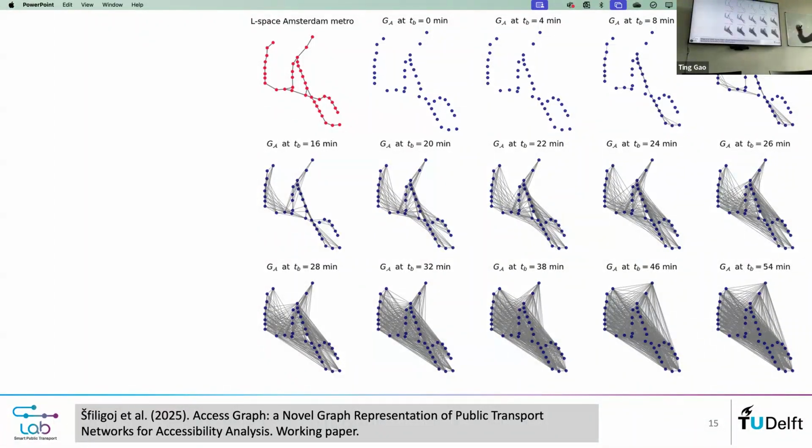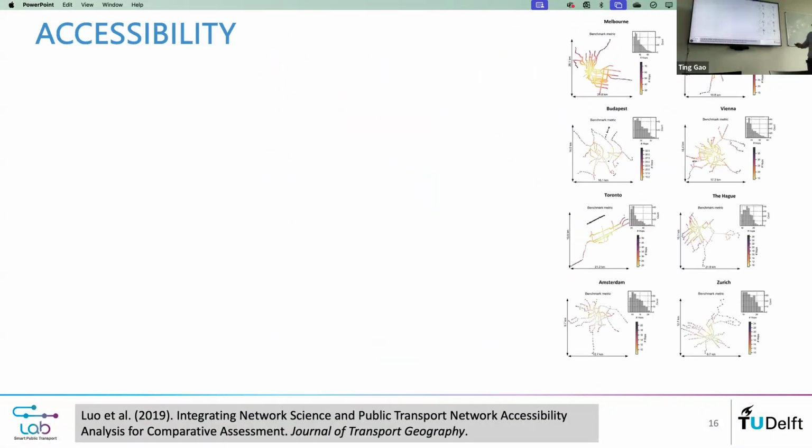And as you can see clearly, of course, once you increase here with 2 minute increments, the graph becomes much more dense. And we can use this to compare different networks and understand what are the typical patterns in terms of accessibility provided. Here is just for the simple example of the Amsterdam Metro. We also did so for 8 light rail systems from different cities. You can see from Melbourne to Budapest and Amsterdam among those. And here we included information from both L space and P space. In other words, both the infrastructure as well as the service layers.